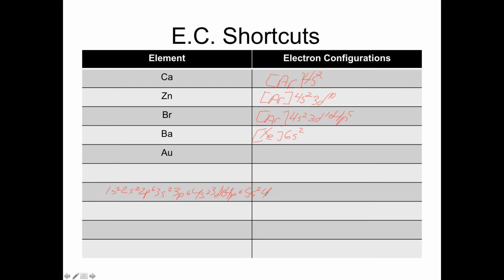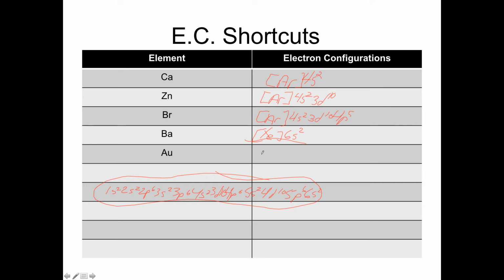I guess I'm committed to writing this fully out now just to show you how long it would be without using this shortcut. So this right here would be the longhand version of barium, and nobody really wants to do that, so we normally just use shortcuts when we get pretty low in the periodic table.